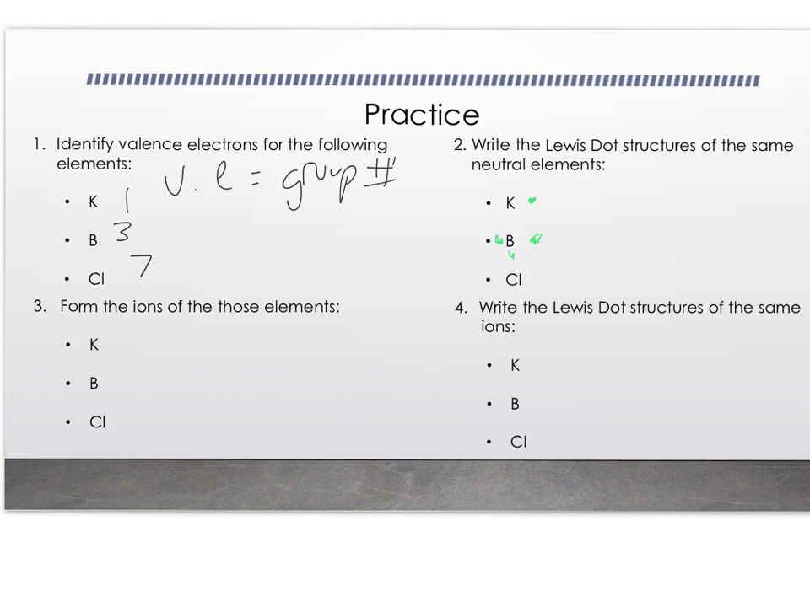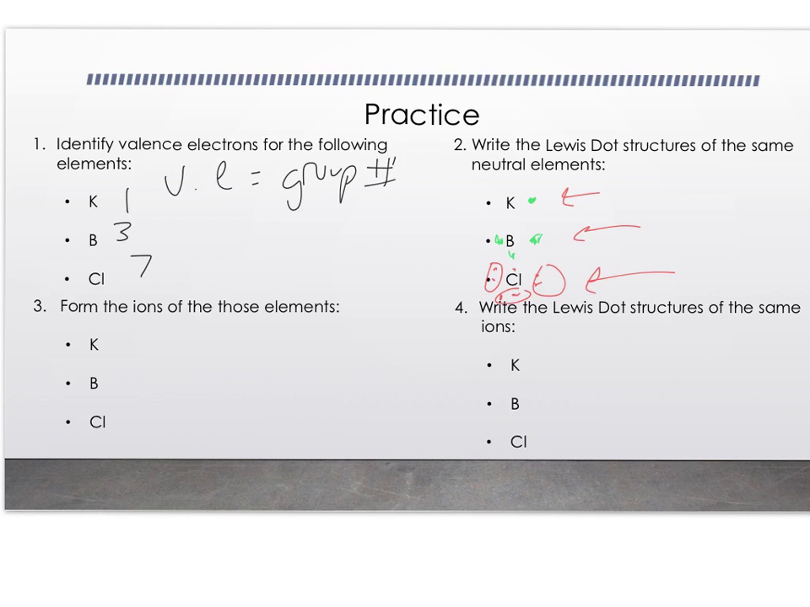Chlorine, I'm going to use a different color. It's going to have 7 because it's in group number 7. So we have 1, 2, 3, 4, 5, 6, 7. So we have 1, 2, 3 pairs, and then that 1 single on top. Please don't think that the black dots, which just show the bullets of those examples, are part of those valence electrons as well. Okay, so potassium's in group number 1, 1 dot. Boron's in group 3, 3 dots. Chlorine's in group 7, it has 7 dots.